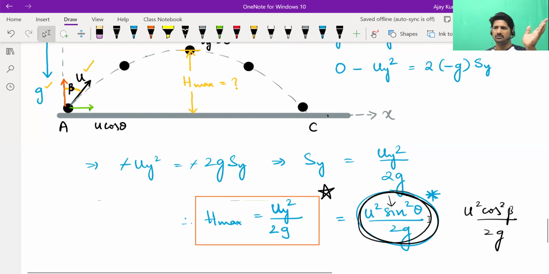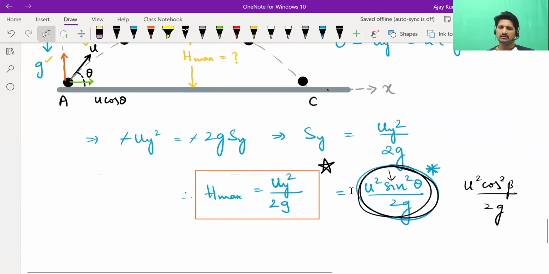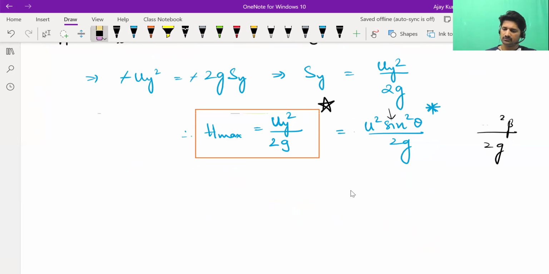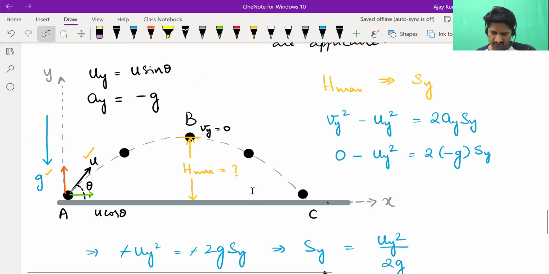X component cos, y component sine. Many people remember it like that. But sometimes that will lead you to mistakes. Okay. Anyway, we will stick to what we considered. We considered theta as the angle with the horizontal. So in that case, the Hmax becomes u square sine square theta by 2g. But generally it is uy square by 2g. It's the y component that matters for Hmax. Remember that. Okay, we got the maximum height. Good thing.